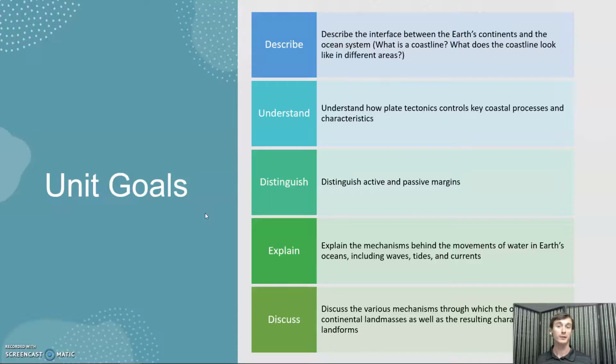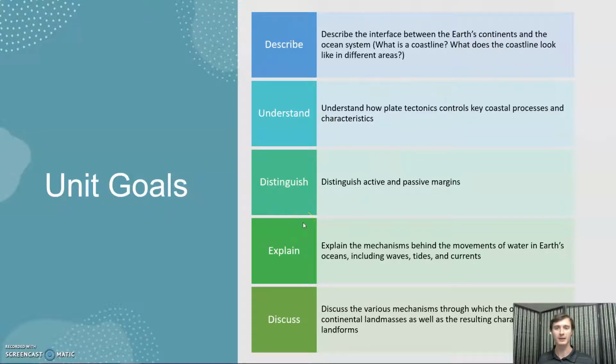Okay. So the first thing we'll do here is talk about our goals for the unit. The first is to be able to describe what the coast looks like. What are the different parts? What does it actually look like if you were to cut through the coast with a knife? You pull it out, you look at it from the side, what would you see? The next part is to understand how plate tectonics might control what happens at the coast. The next part, related to understanding plate tectonics, is to distinguish between active and passive margins. These are going to be our different types of coasts.